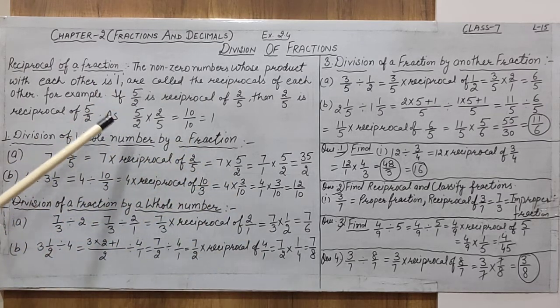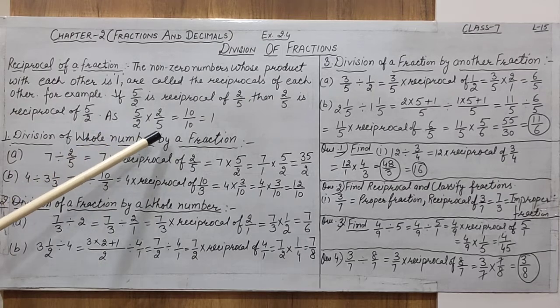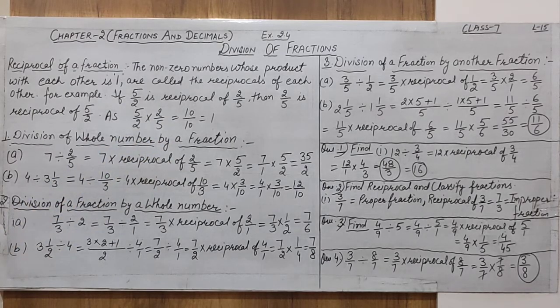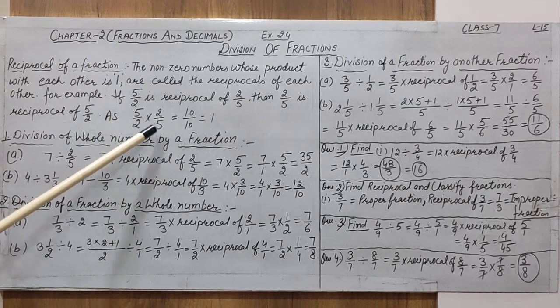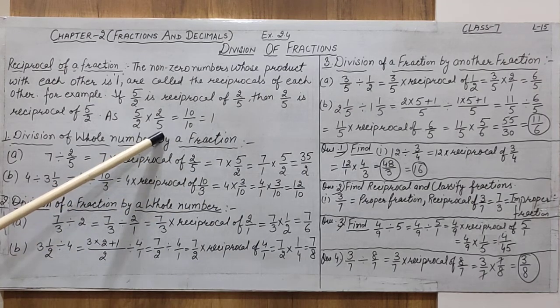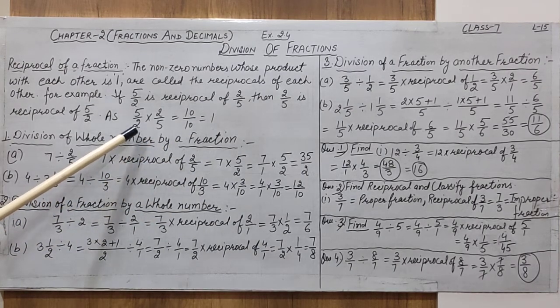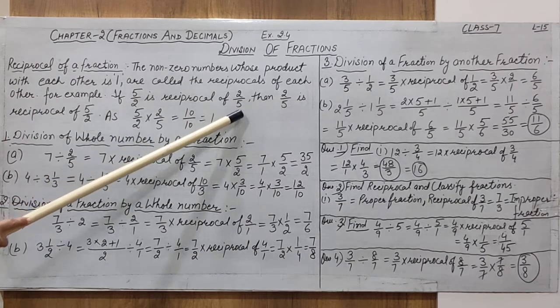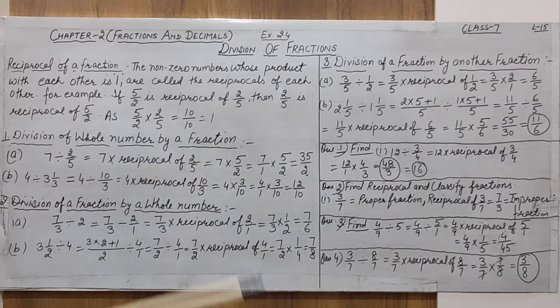So the reciprocal of a fractional number is a number in which the numerator is changed into the denominator and the denominator is changed into the numerator, so that when we multiply the given number and its reciprocal, the result is 1. If the number is 2 by 5, its reciprocal is 5 by 2. If the number is 5 by 2, then its reciprocal is 2 by 5. So first of all, you must understand the property of the reciprocal. Now let us start with the types of division of fractions.